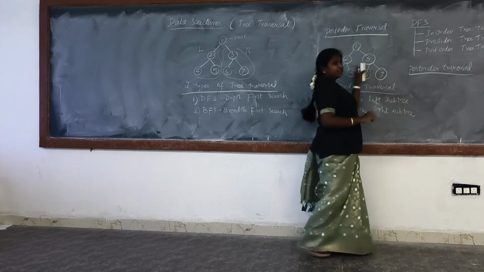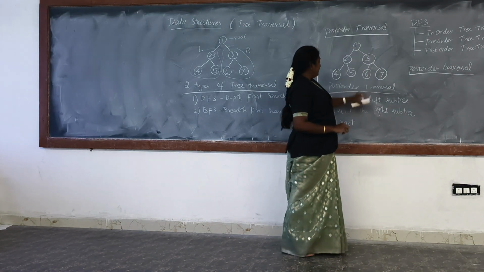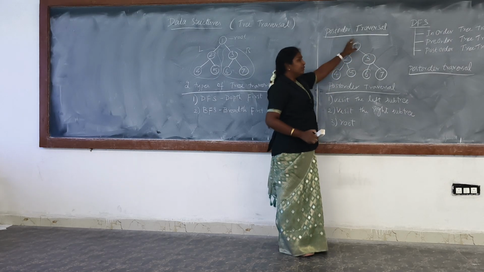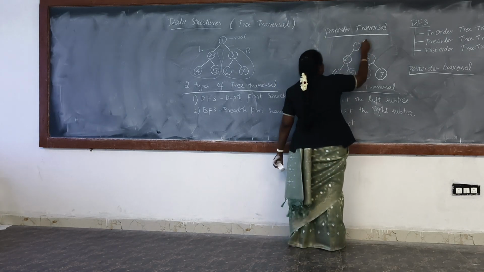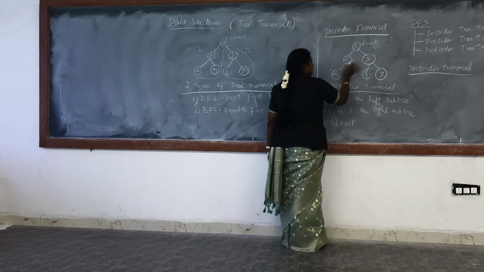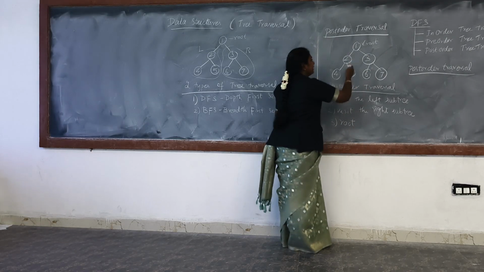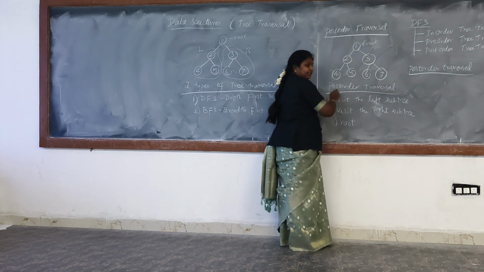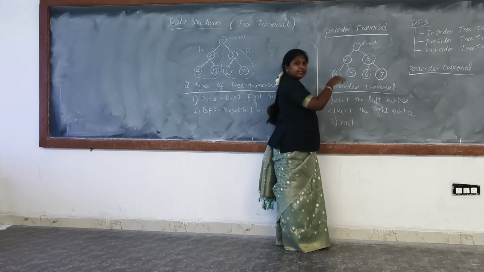Post order traversal for this particular tree. In this I have to visit the left subtree, right subtree, and then root. So from the root I have to start my traversal. So this is the root node. This is the left subtree and this is your right subtree. Now I have to start traversing the left subtree. I have to complete left and then right and then root.